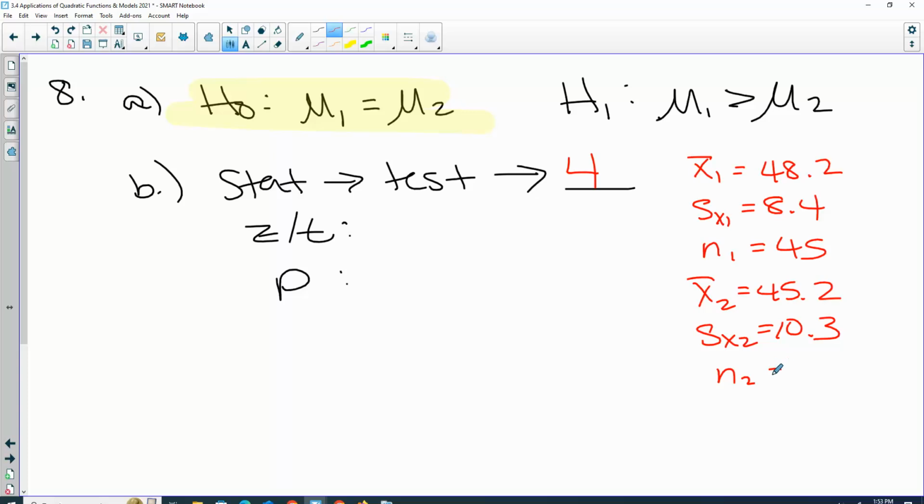What's another huge clue if you just looked at that table that would tell you they have to be independent? Equal ones. They have a different sample size. Yep, different sample sizes.